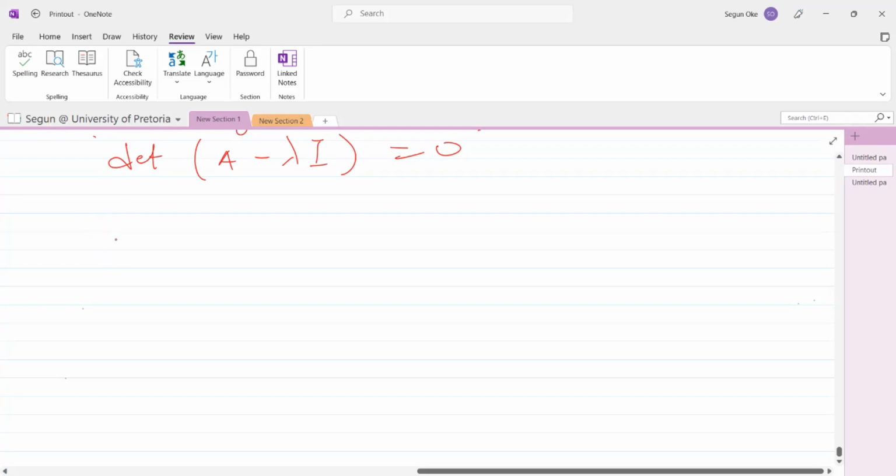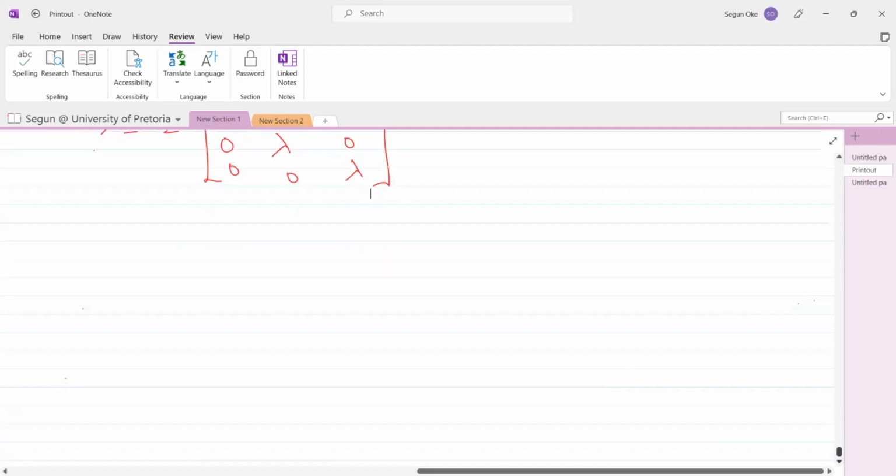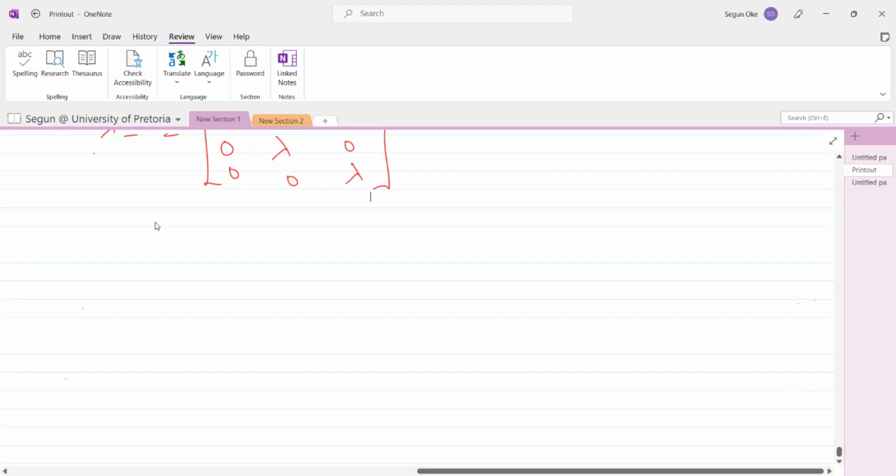Okay, sir. Remember that you need to create lambda I. You remember now? For you to create lambda I, you and I know it's a 3 by 3 question. It's going to be lambda, 0, 0; 0, lambda, 0; 0, 0, lambda. Do we agree? Yes, sir. So we can continue by saying we want to find the determinant.